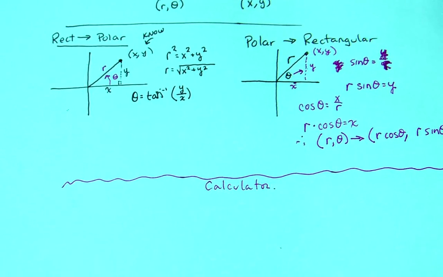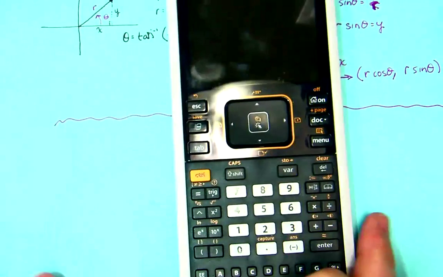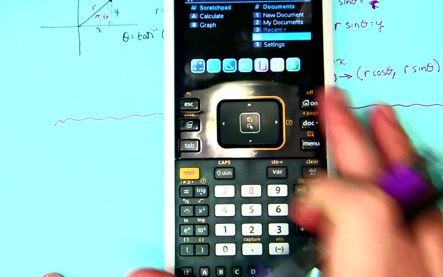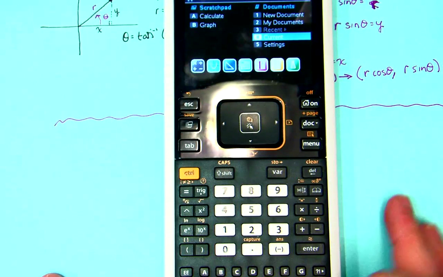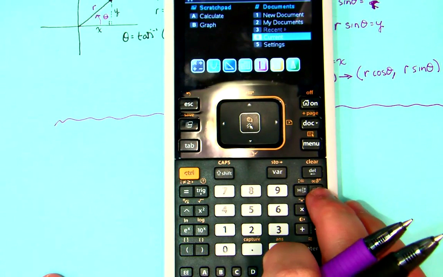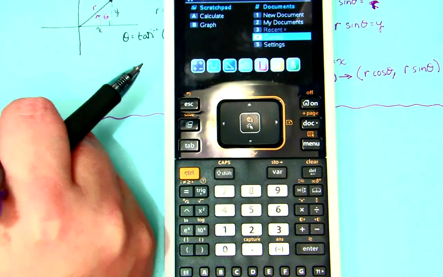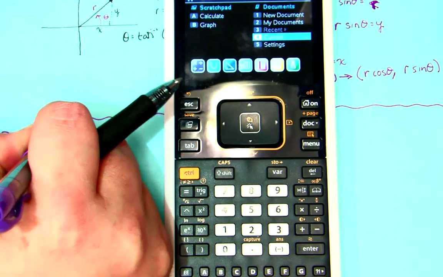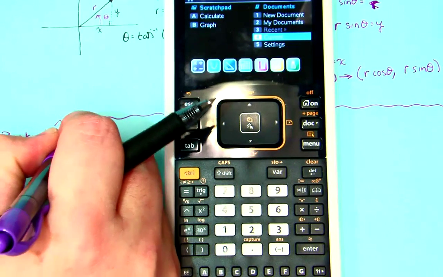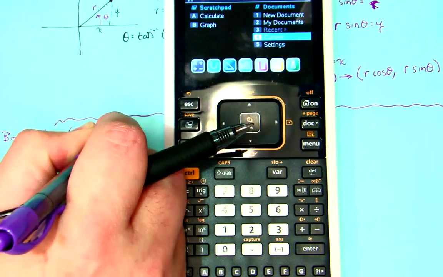Now, to take advantage of the calculator, not quite sure how this is going to look on the screen here, so hopefully we got some goodness going on here. It's not too bad. We're going to use the book key. So, you need the book key, which is going to be 2 to the right of 9.